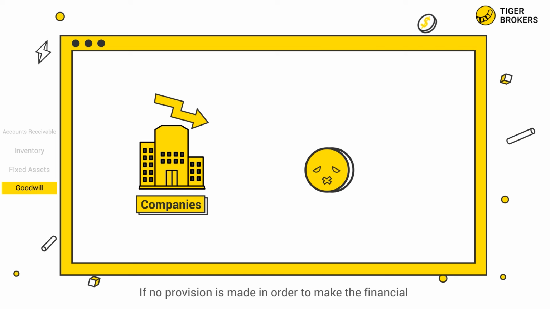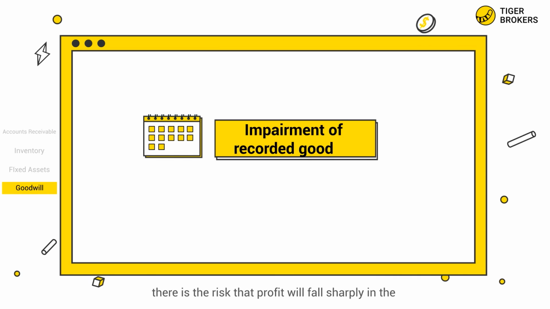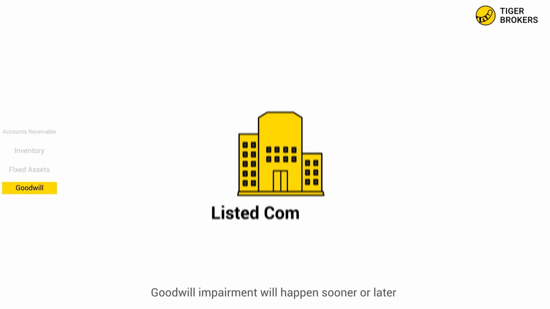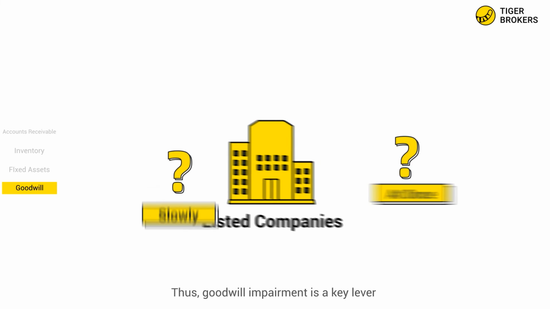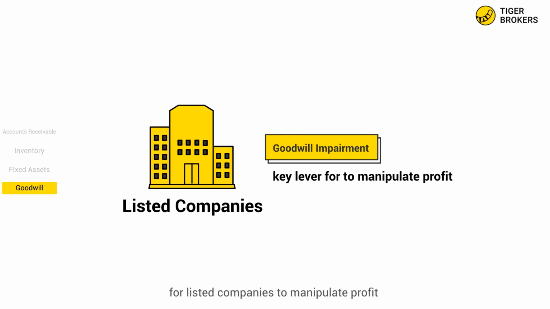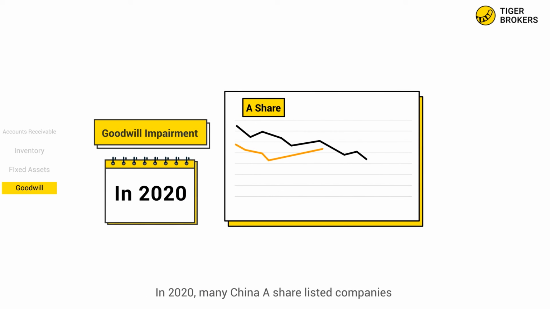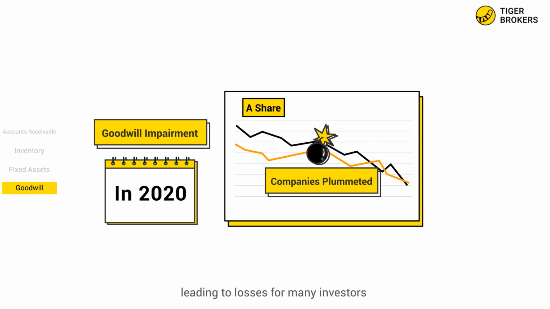If no provision is made in order to make the financial report look good for the current period, there is the risk that profit will fall sharply in the future when a large amount of impairment needs to be made. Goodwill impairment will happen sooner or later. Listed companies have the discretion whether to do it slowly or all at once. Thus, goodwill impairment is a key lever of listed companies to manipulate profit. In 2020, many China A-share-listed companies carried out goodwill impairment around the same time. Consequently, the share prices of these companies plummeted despite their good finances, leading to losses of many investors.